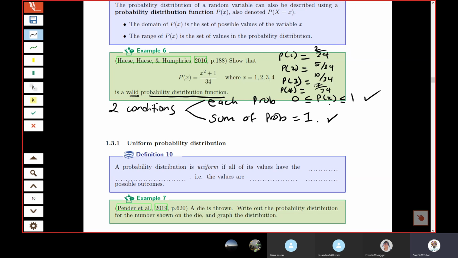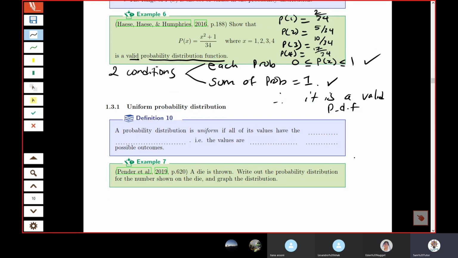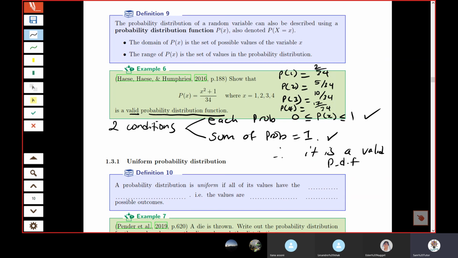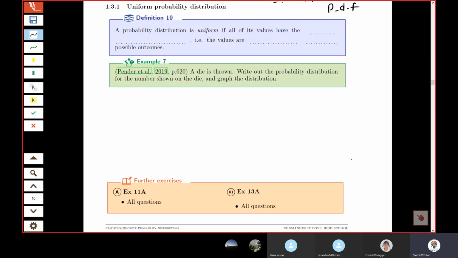Show that it is valid. We just did. I mean, you would have to say it. You would say each one lies between 0 and 1, and then 2 plus 5 plus 10 plus 17 over 34 equals 1. So therefore, it is a valid probability density distribution function, PDF. All good? Yes. Seriously, right? It's not bad. You would say it's easier than last week, because this topic is more algebraic. So for students who like algebra, this topic works really well.